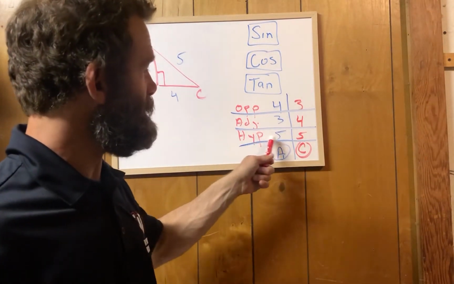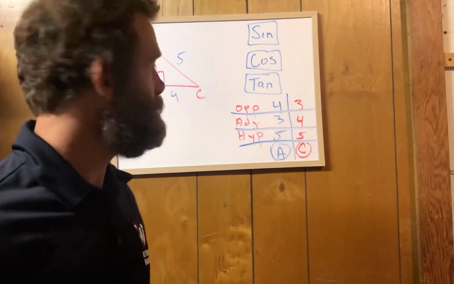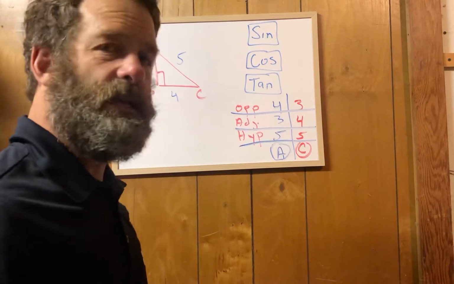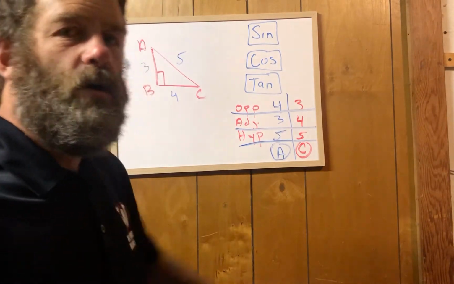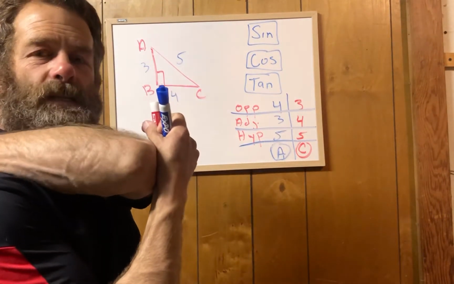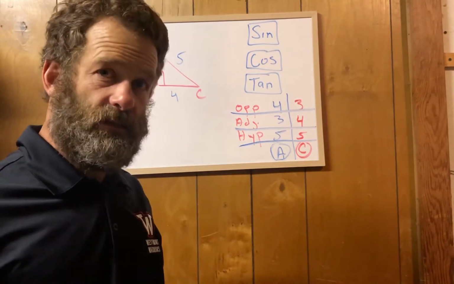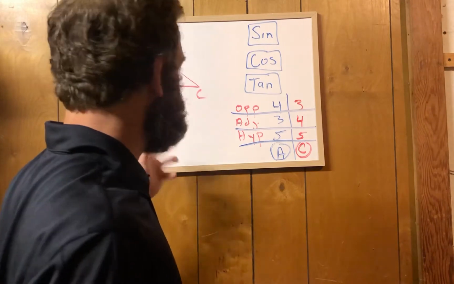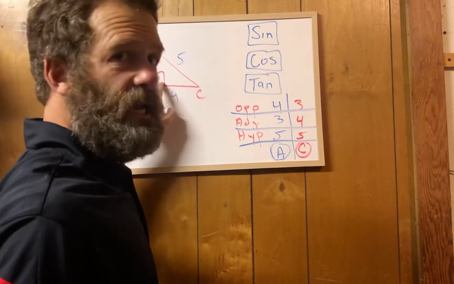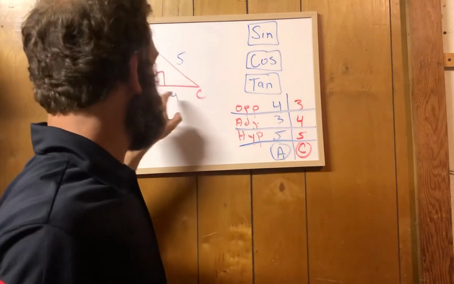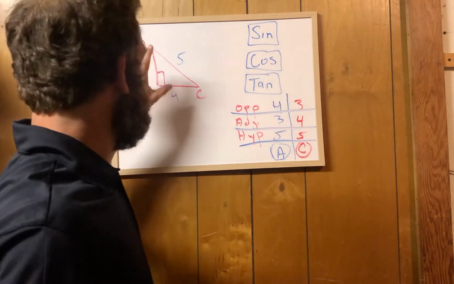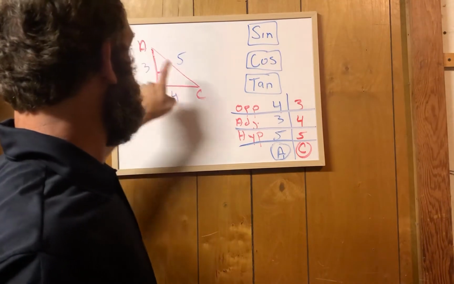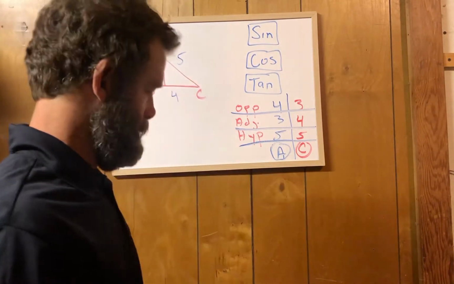Your hypotenuse stays the same no matter what angle you're talking about. Your opposite side and adjacent side flip depending on what angle you're talking about. And the two angles that we're going to be discussing are not your right angle. For this course, I will not be discussing the right angle when we're talking about basic trig functions. It's always going to be from angle A or angle C, from these two angles.